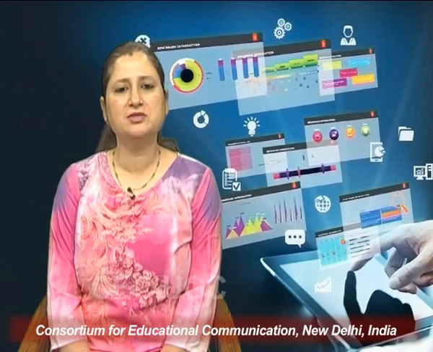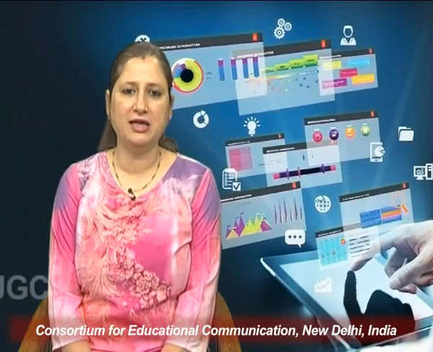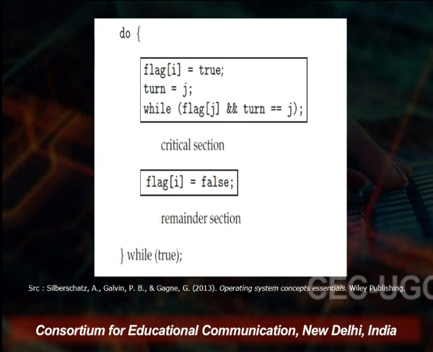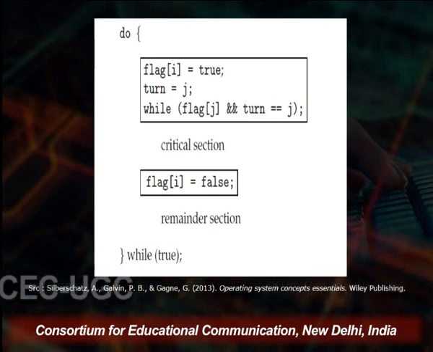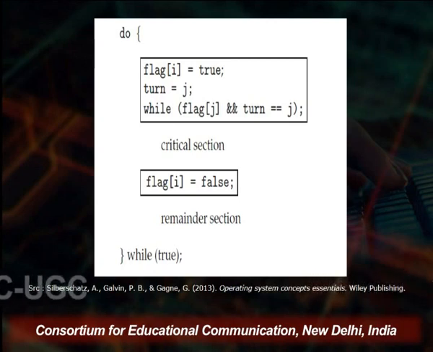After the process Pi completes its critical section, it will set the value of flag[i] to false. That is, now the process Pi is not ready. It means that process Pj can execute now. And then of course there is the remainder section. So basically this while loop will execute for process Pi.